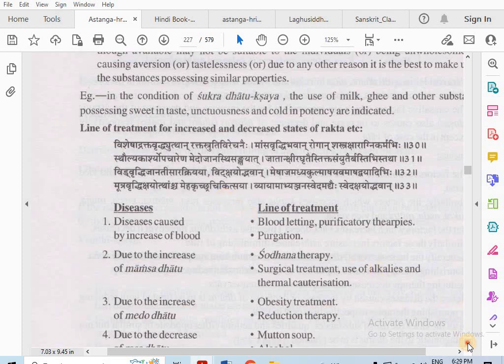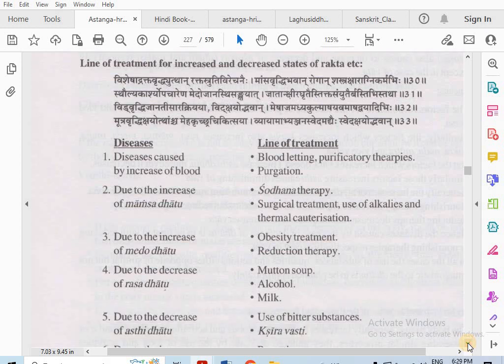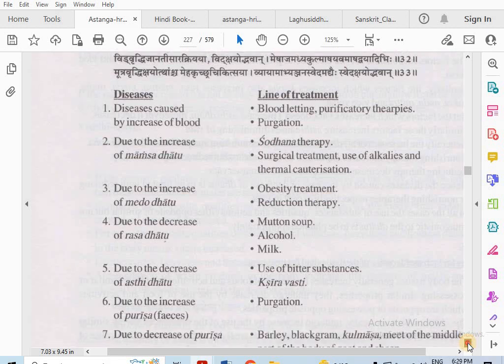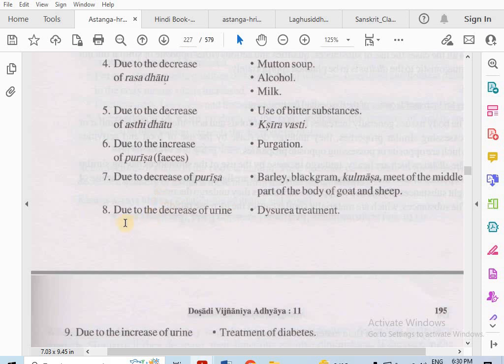One is meha chikitsa and the other is kruchra chikitsa. Meha chikitsa is diabetes treatment, and kruchra chikitsa is dysuria treatment. Here, in number 8, you can read: due to decrease of urine. If the urine is decreased, all the diseases occur, then what to do? Dysuria treatment, that is called kruchra chikitsa.